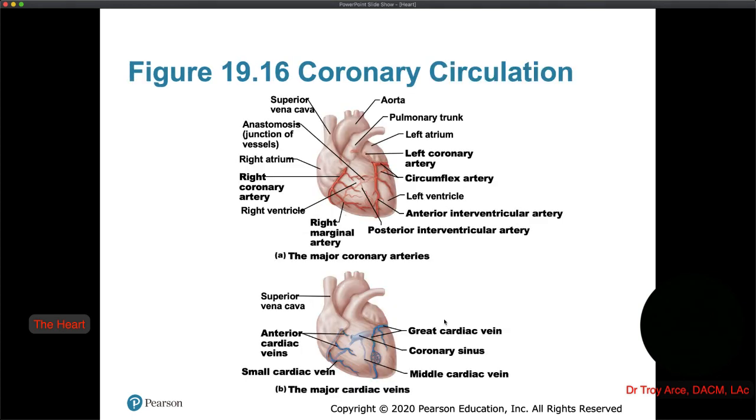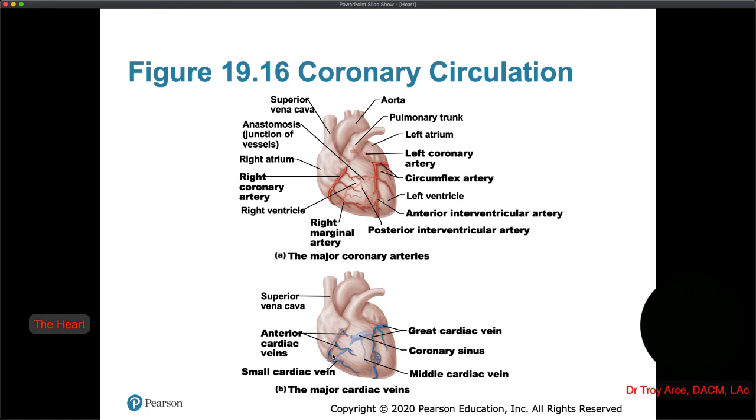Here you can see the veins on the bottom. You have your great cardiac vein on the left side of the heart, and your coronary sinus right there, behind. As you can see, it's covered by muscle tissue. And then the middle cardiac vein. On the right side of the heart, you have your anterior cardiac veins, and your small cardiac vein descends on the right inferior portion of the heart and moves its way back up. Again, these all dump into the right atrium.